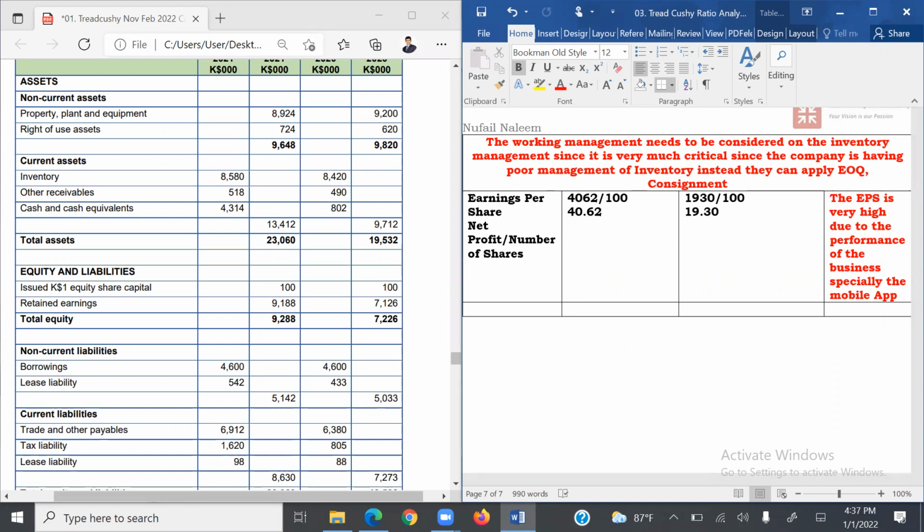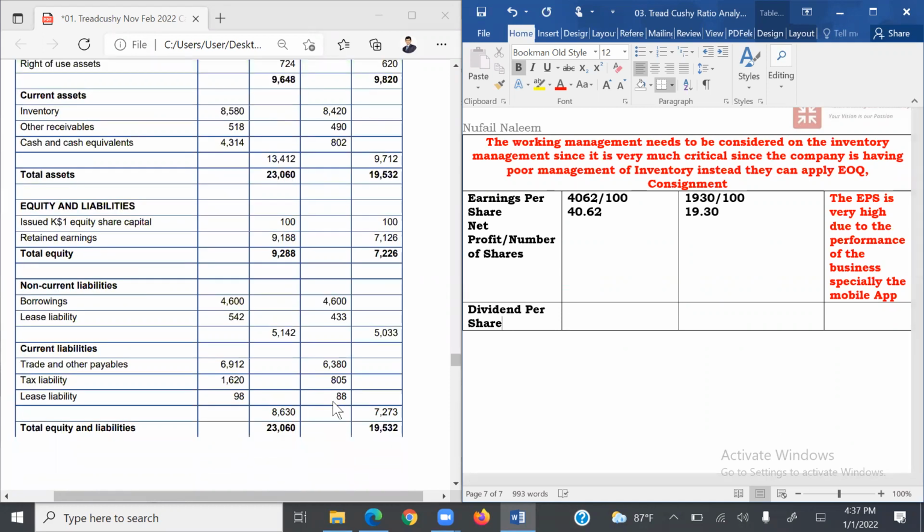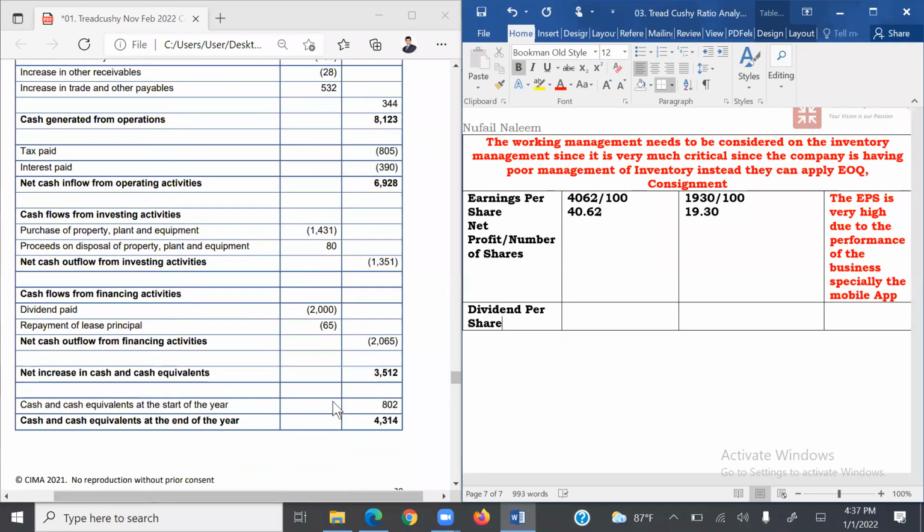Students, the next one I'm going to have is something called dividend per share. So let's calculate that. Only for 1 year we can do that, students. So where I'm going to take the dividend? Here. Students, dividend paid is 2000. So I am getting that from the cash flow statement. I'm going to divide it by 100. So in this case, it's going to be 20. Only this we can get.